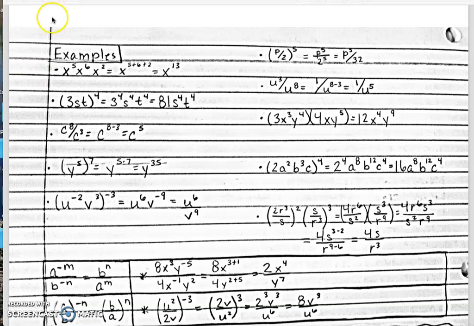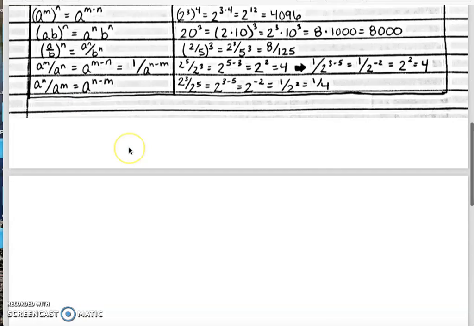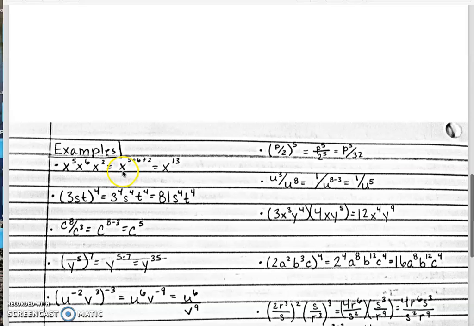Okay? So on this first example, I have x to the 5th times x to the 6th times x squared. The good news is all of these have the same base, so I know I can use my exponent law that says if I multiply same base, then I add the exponents. So this is the same as x to the power of 5 plus 6 plus 2, which is 13. So my answer is x to the 13th.